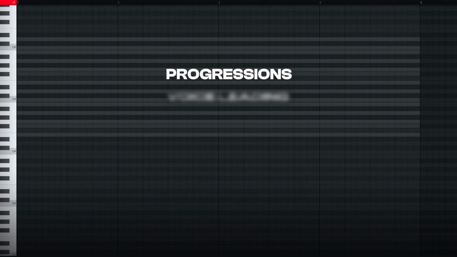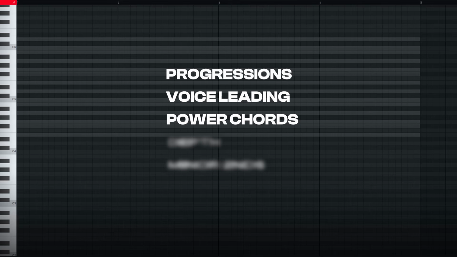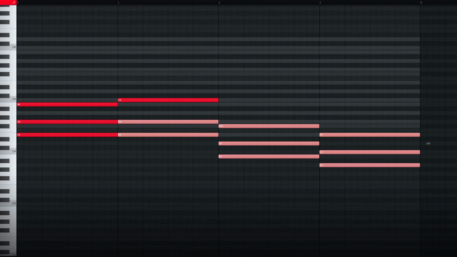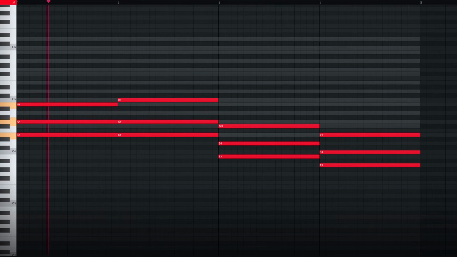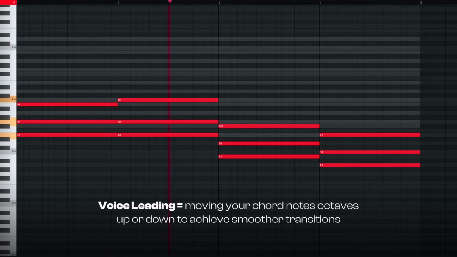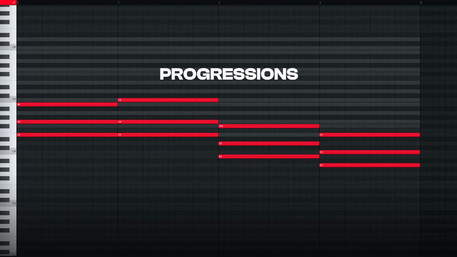and apply rule number 2, which is voice leading, which simply means moving the notes of your chords around so the jump between them is not as big. And then apply rule 3.